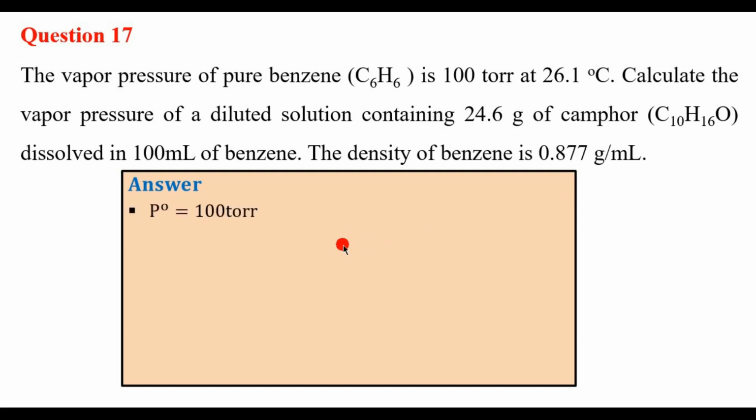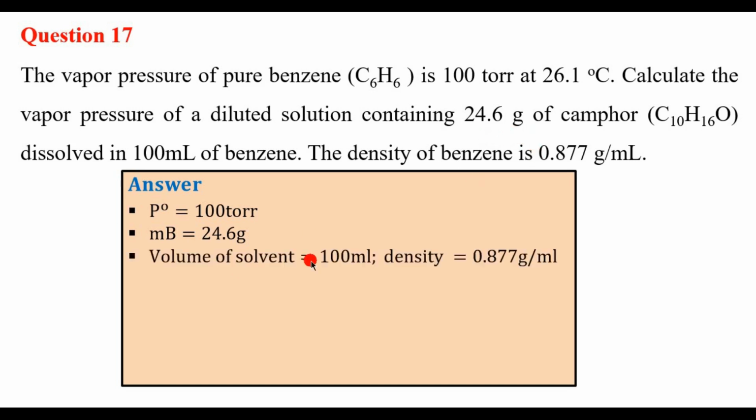Let's see what we have. We have the vapor pressure of the pure solvent, which is equal to 100 torr, because the pure solvent is benzene and the vapor pressure was given. We have also the mass of the solid, which is equal to 24.6 gram. We have also the volume of the solvent and the density of the solvent. From the volume and density, we can determine the mass of the pure solvent. We take the volume times the density, then we get 87.7 gram.